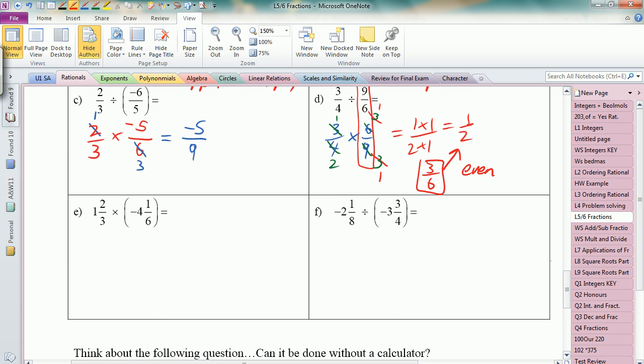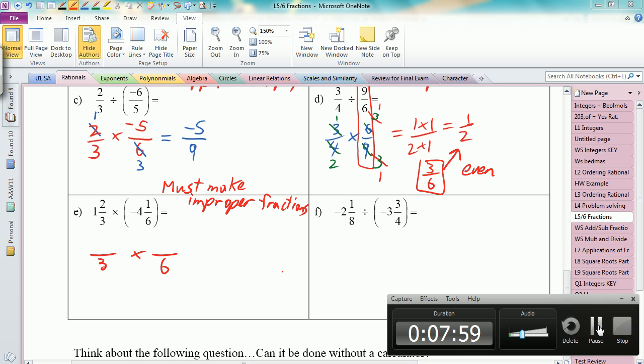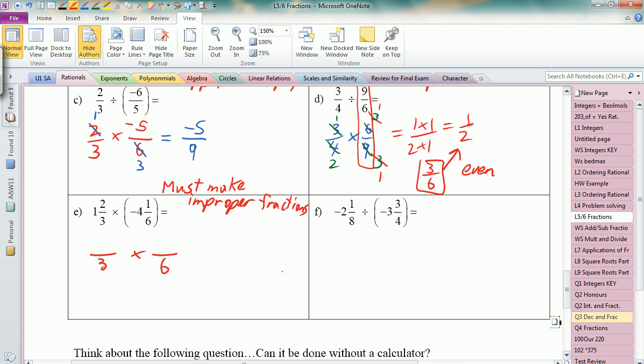Okay. What about E? E is different now. For E, you must make improper fractions. Okay, so go ahead, do that. Make improper fractions and see what you can do. Go. Okay. So here's a little check, guys. 1 times 3 plus 2 is 5. Is that right?